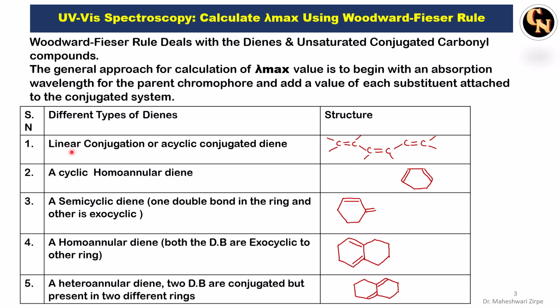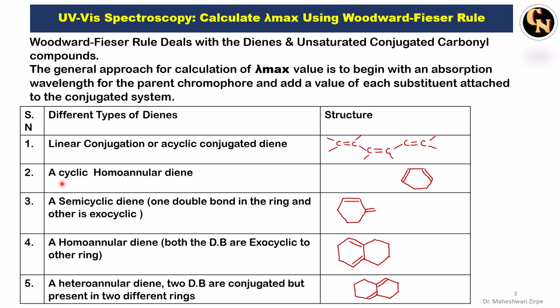For example, the structures may be different types of dienes, and you can try to find the lambda max. Like we can have linear conjugations, which are also known as acyclic conjugated dienes. As you can see here, I've shown one example: C double bond C, single bond, then carbon double bond, then single bond. That is, alternate double bonds and single bonds. If they are in a linear form, such dienes are known as acyclic conjugated dienes.